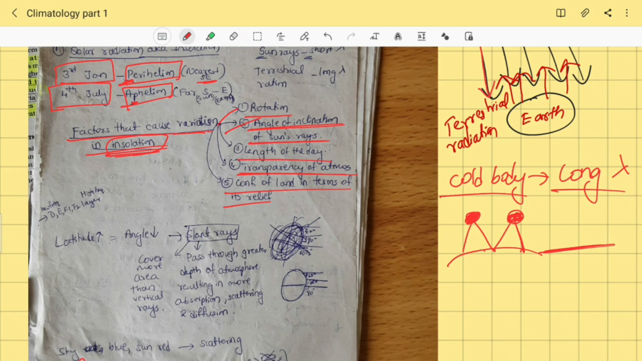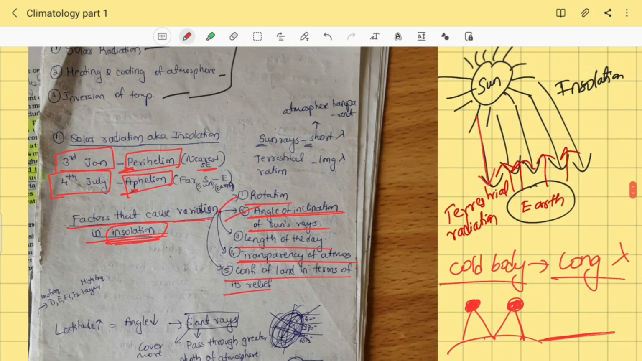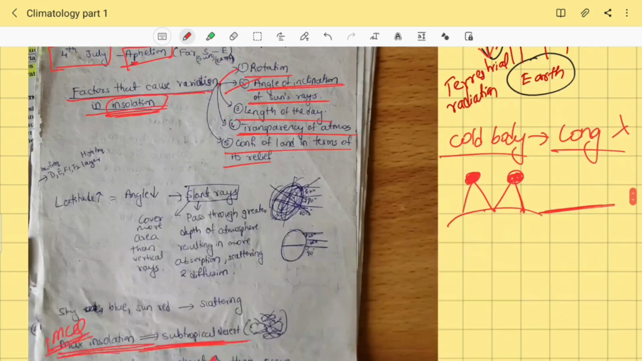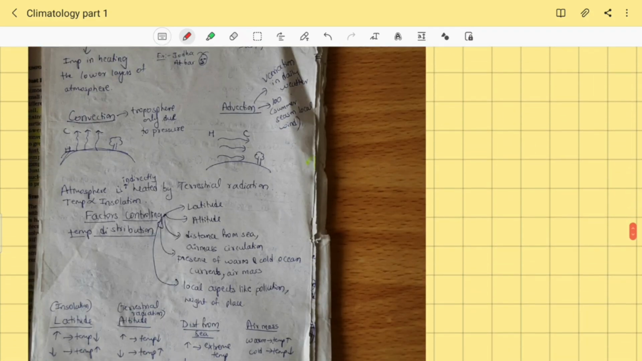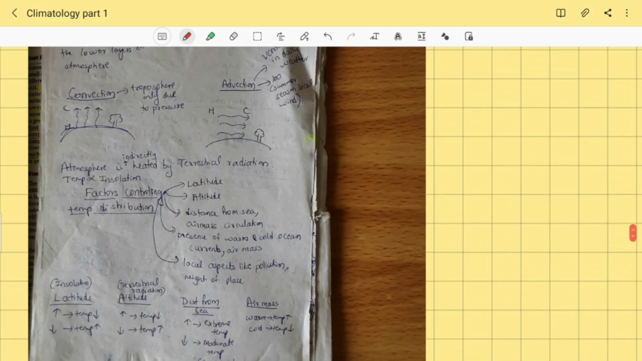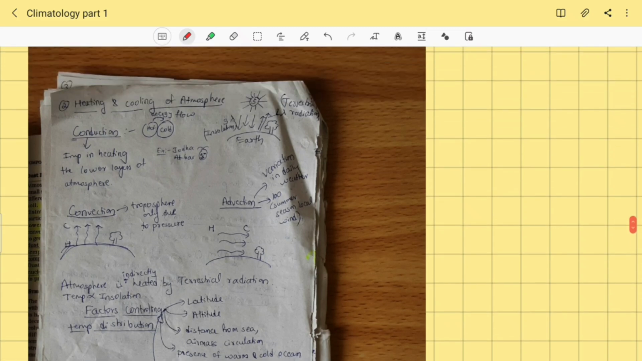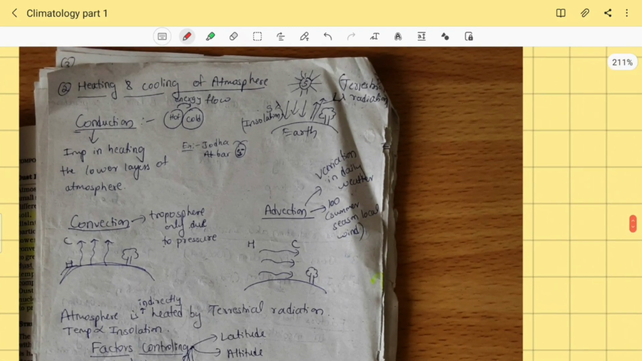Okay, so this is about solar radiation and terrestrial radiation. Now let's see about the heating and cooling of the atmosphere. Okay, so in heating and cooling of the atmosphere, we need to know mainly about three terms which most of us get confused. So first, let's see what is conduction.